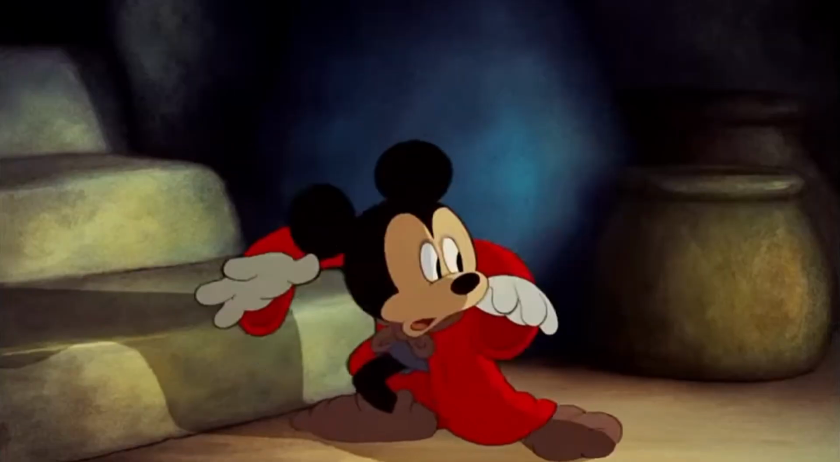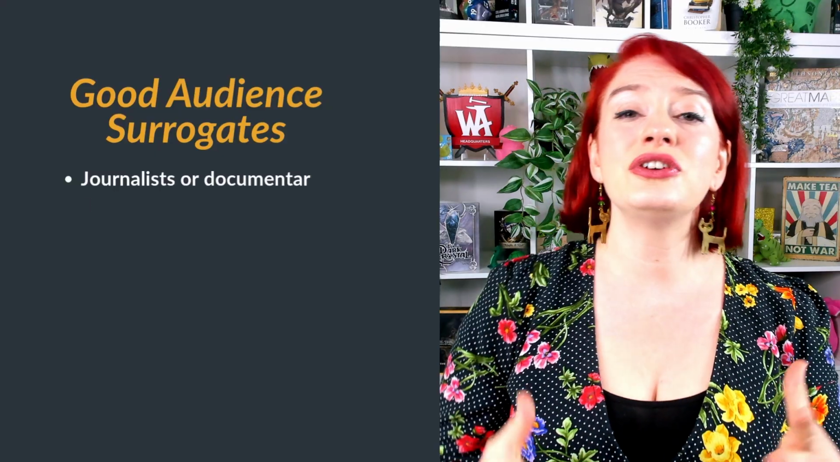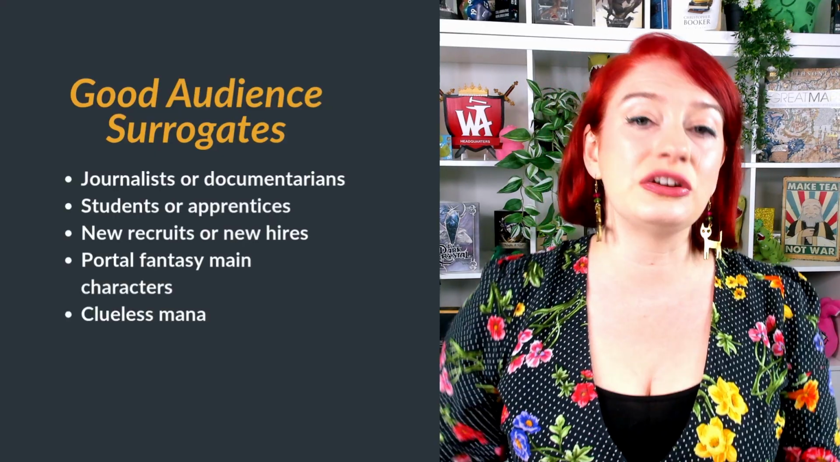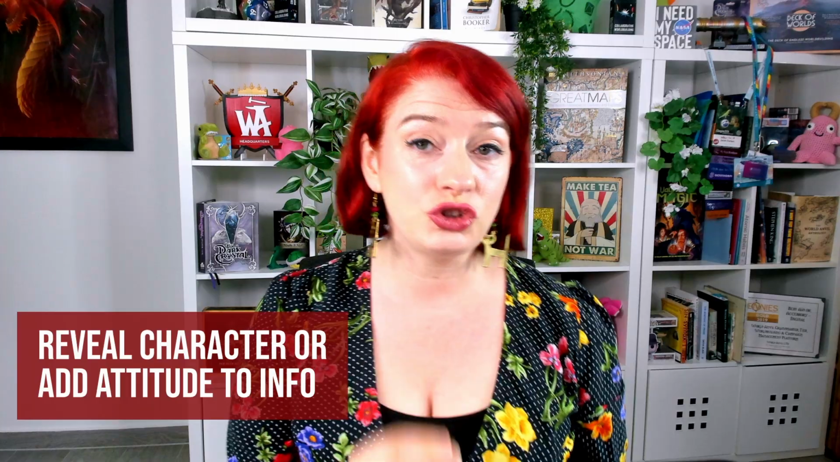That might be an apprentice, a student, a journalist, or a newbie, and it can be a main character or a side character. You might have several different audience surrogates in different areas of your story. Another good way to convey information is to reveal character or add character attitude to it.